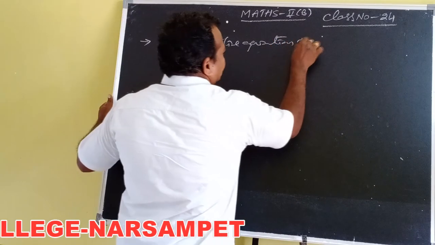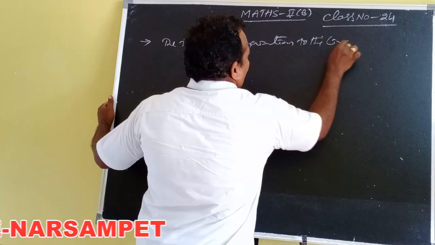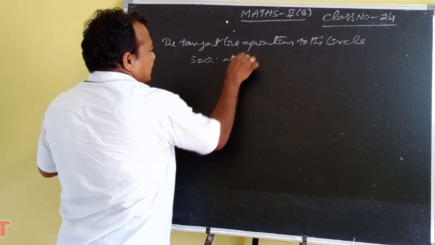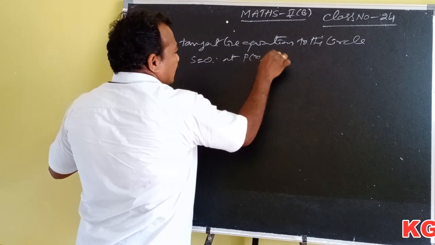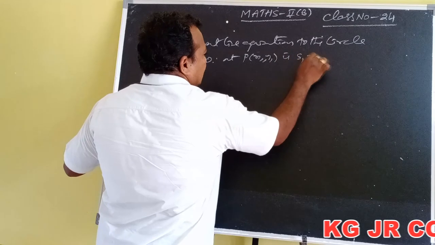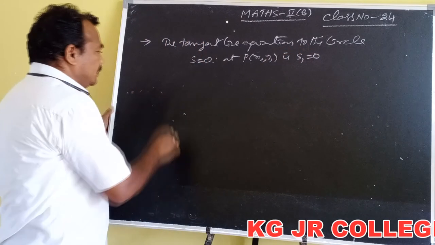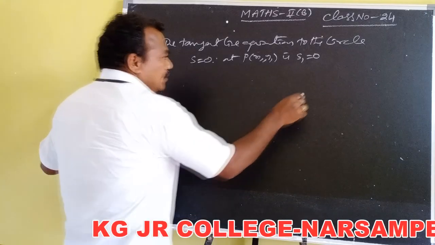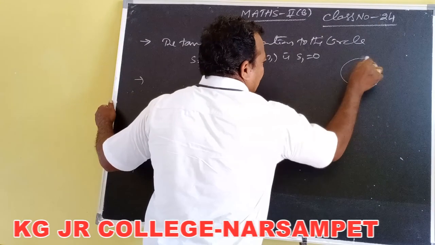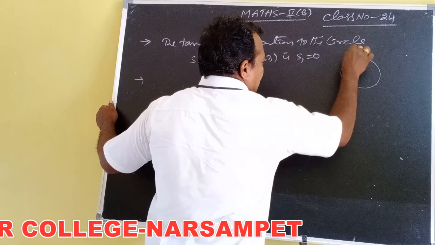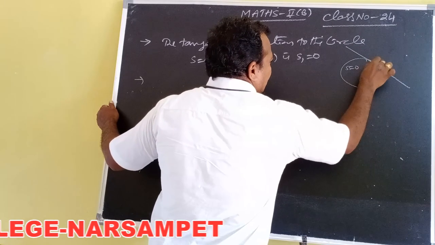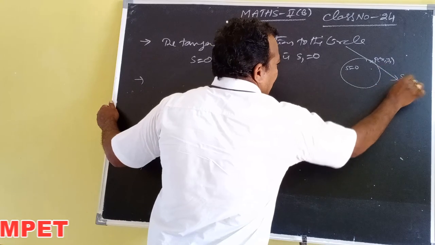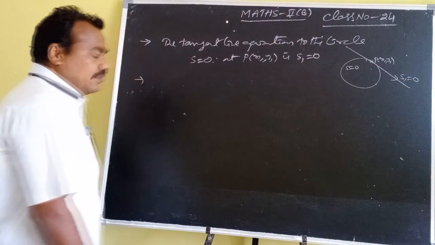The tangent line equation to the circle S = 0 at P(x1, y1) is S1 = 0. So here, this is the tangent line equation to the circle S = 0 at the point of contact (x1, y1); then the tangent line equation is S1 = 0.